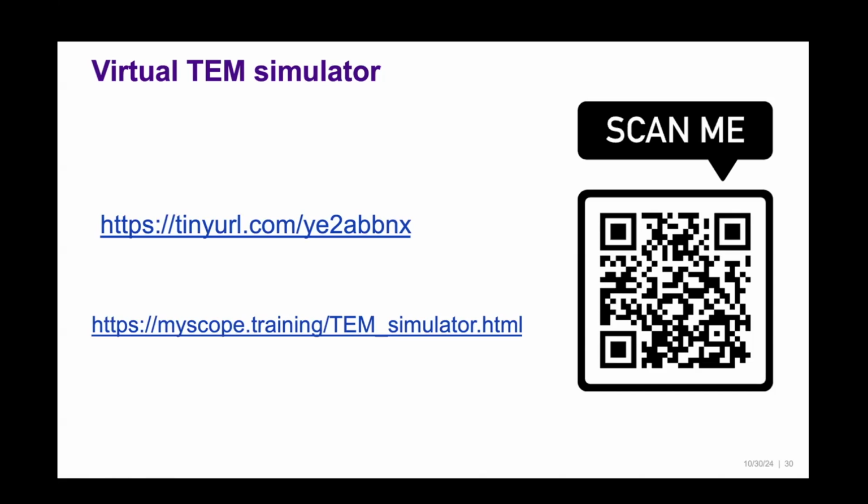For me to explain, it's much easier if we start with this simulator. I will also show you. It is a bit challenging, or not really challenging, but a bit challenging compared to scanning electron microscope. But exciting.